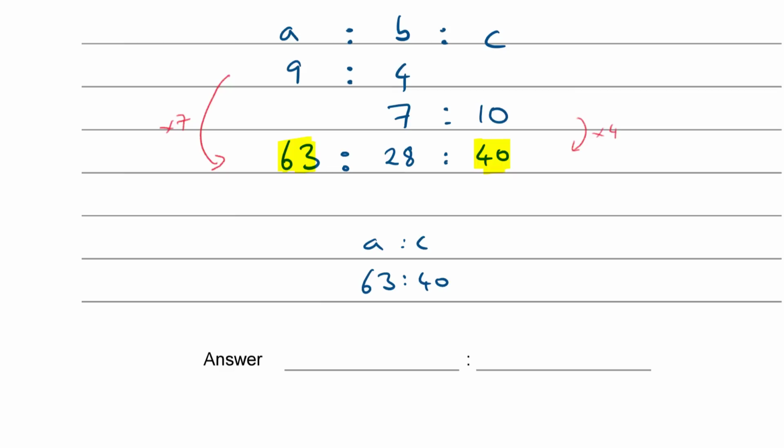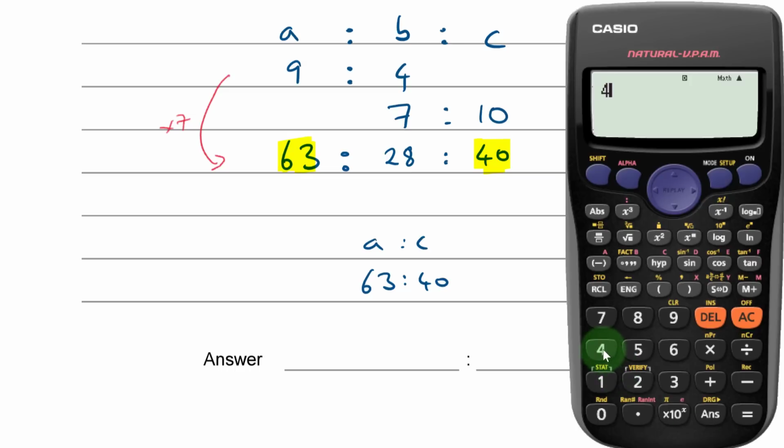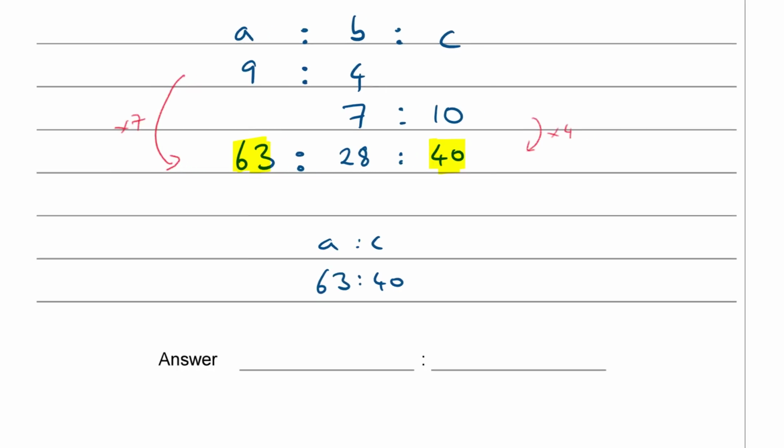You can actually use your fraction key to check these sorts of things. I'm just going to type 40 over 63 as a fraction and see if that cancels down. No, it doesn't. So that is already in its simplest form. So I'm just going to write that down as 63 to 40.